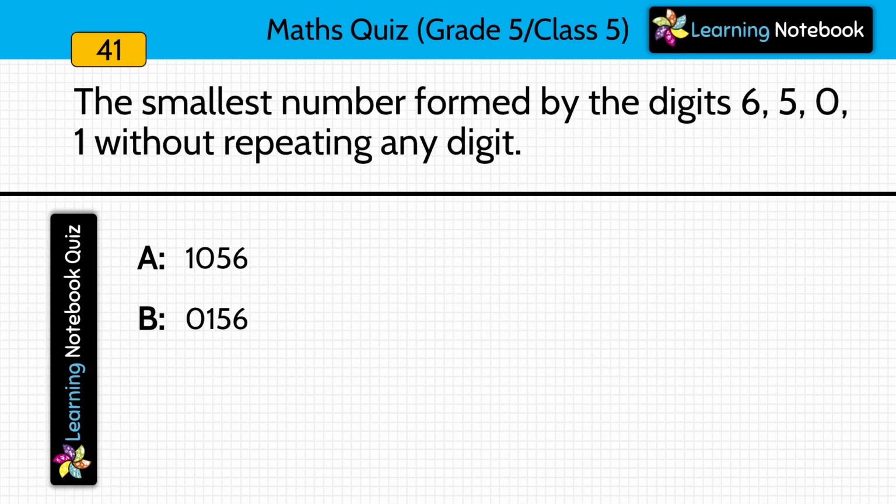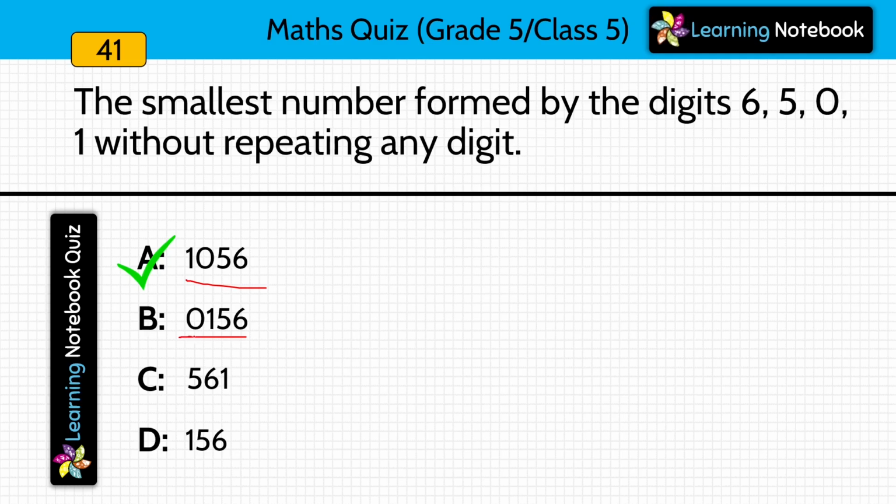Next question. The smallest number formed by the digits 6, 5, 0 and 1 without repeating any of these digits. You need to form the smallest number using these 4 digits. Answer is 1056. Now, you must be thinking, why can't we write 0156? Because we know that 0 is the smallest number, so why can't we start with this digit 0?